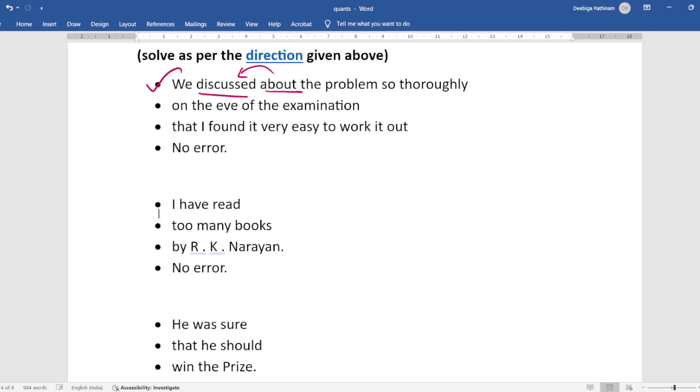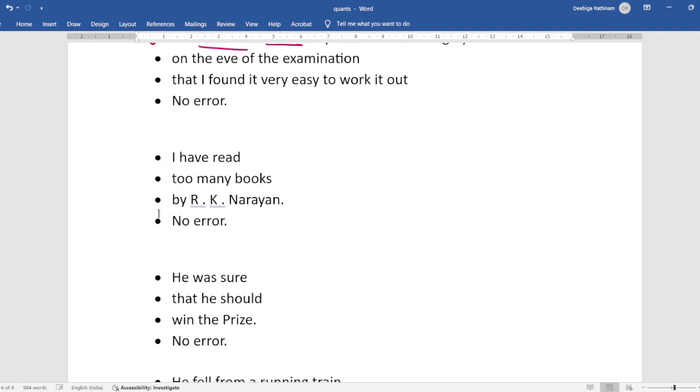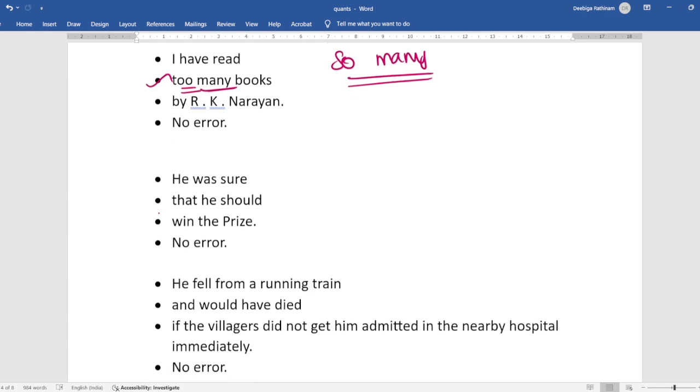That's it. Okay. I've read too many books by R.K. Narayan, or no error. So when you're using many, you should not use too. Many is always accompanied by so. So it's so many. Okay, so the answer is option B, the sentence with the error. Let's get to the next one.